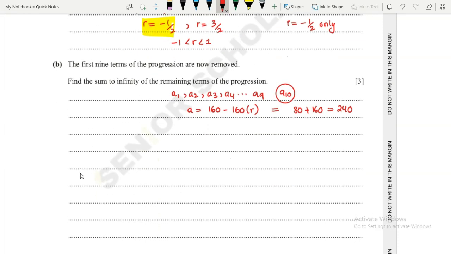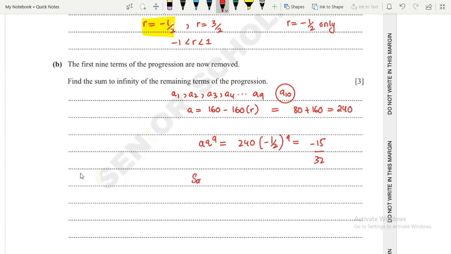Okay, so now what will be the 10th term? It is A into r power n, so it will become 240 into minus half, which is the common ratio, to the power n. Let's calculate this: 240 into minus 0.5 to the power 9. It comes out to be minus 15 over 32. This is your 10th term, which is the first term of the new progression. Okay, so this is now your A.